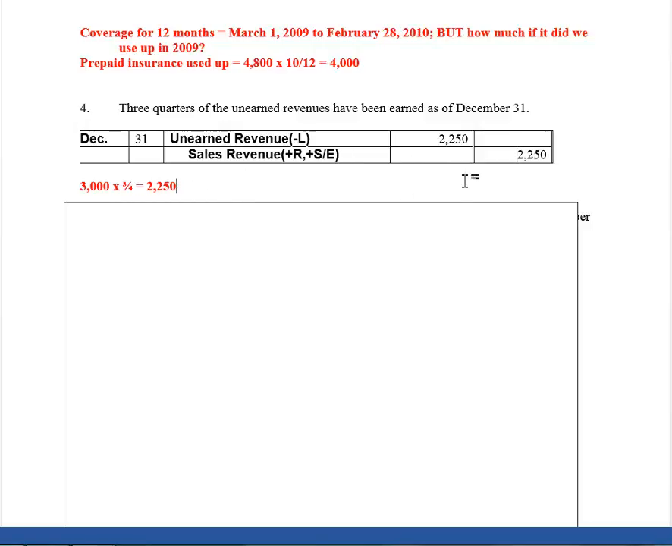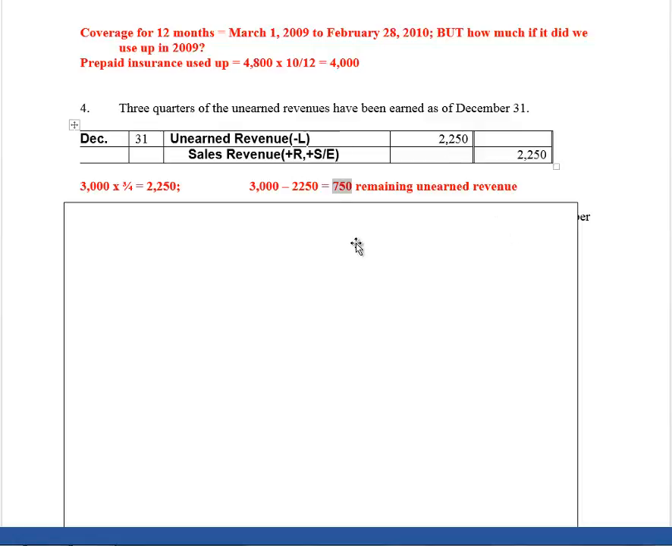So I had $3,000 in unearned revenue to begin with. I'm using up $2,250. That's going to give me $750 on the adjusted trial balance in unearned revenue. That's remaining unearned revenue. So I just thought I'd type that in so that when you did your adjusted trial balance, you can now see how much you're going to have in your unearned revenue account.